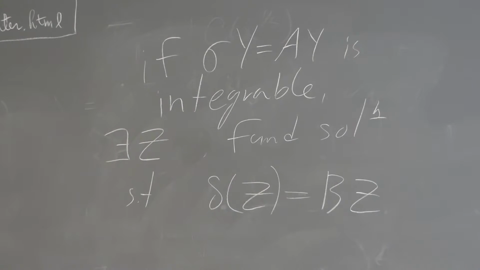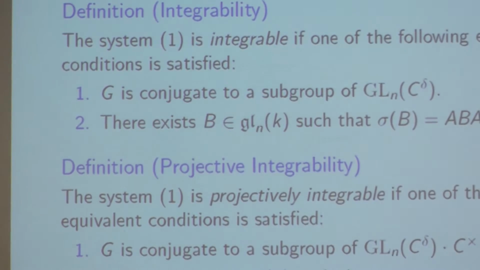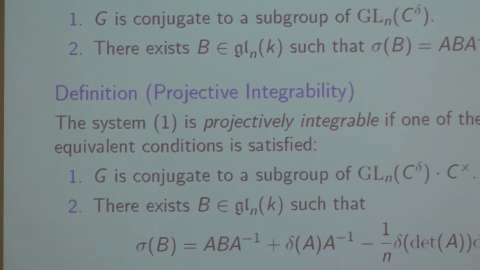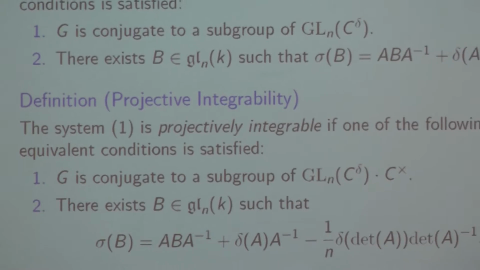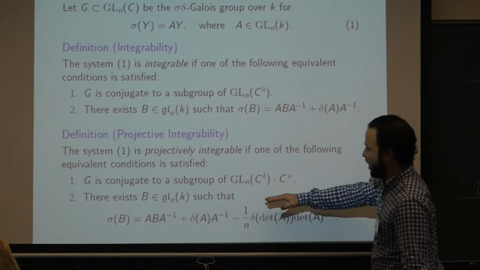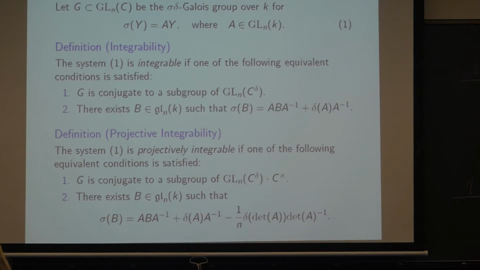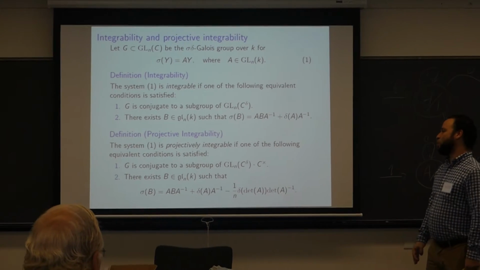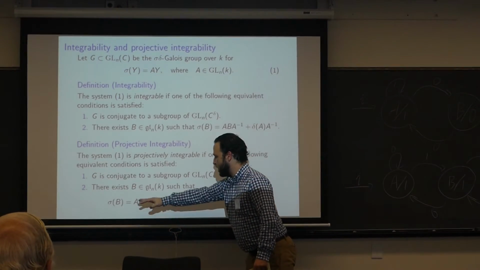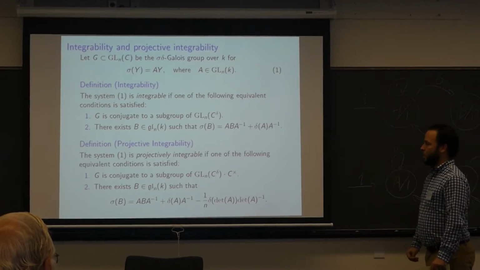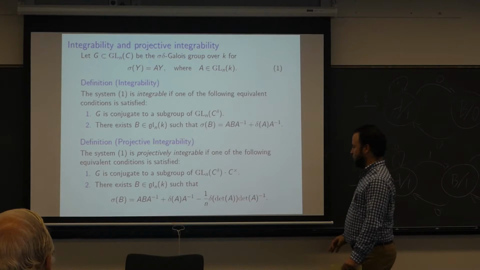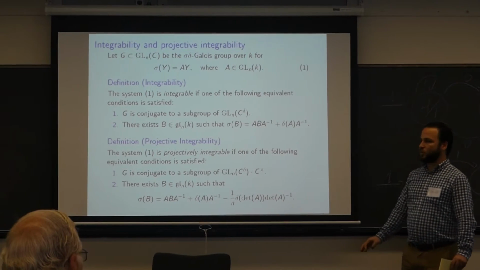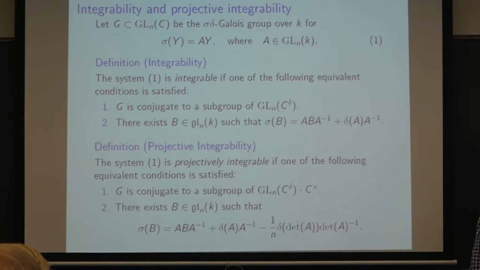The notion of projective integrability is similar. The Galois description is that the system is projectively integrable if the group is, up to a scalar multiple, just constant matrices. So I should say it's contained in the GL_n of the constants times the diagonal matrices. And that's equivalent to the existence of a B satisfying this similar relation. And I should say that the equivalence of these two conditions, as far as I know, is first proved in the papers of Thomas, Charlotte, and Julien.